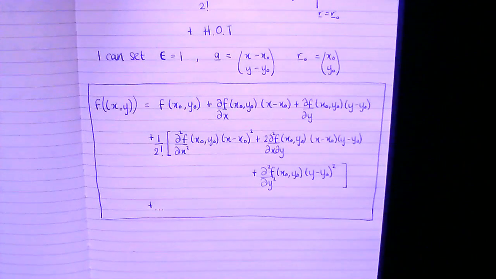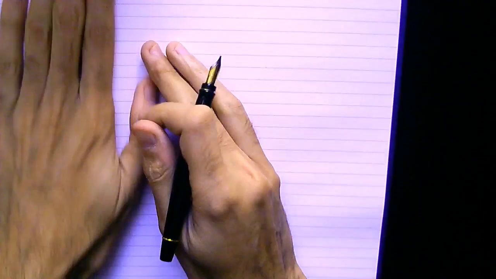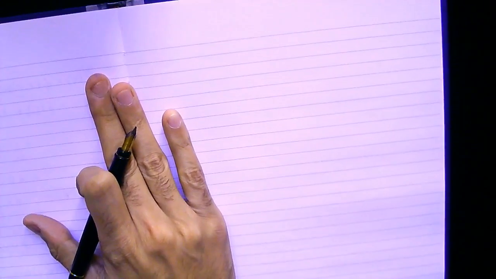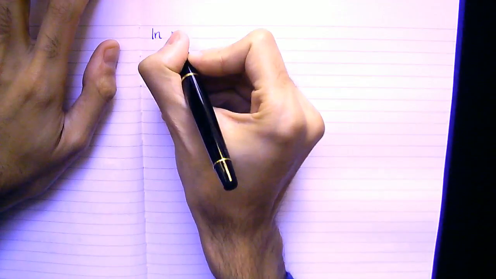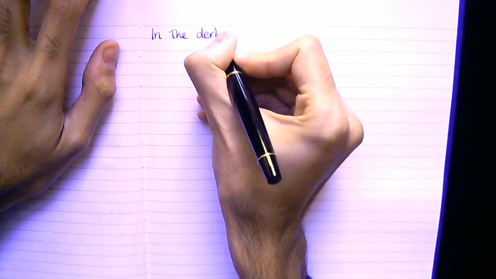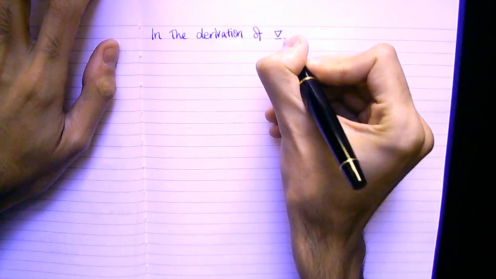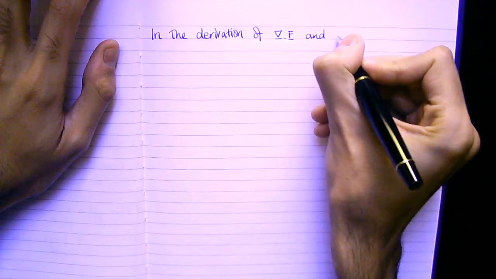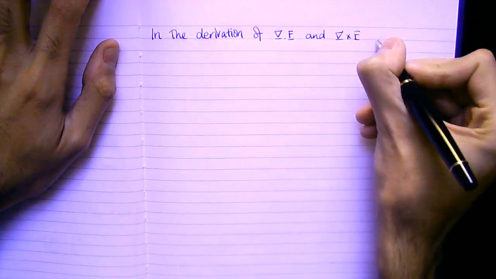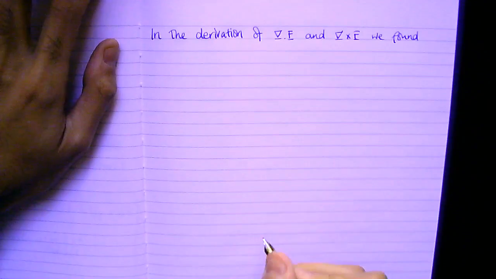Okay, so how did we use this? Bear this in mind. We use this in the following way, in the derivation of the divergence of a field and the curl of a field. We found the following. So we were trying to use the following result.